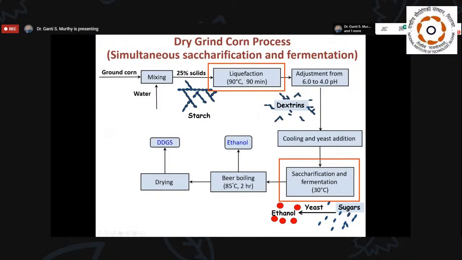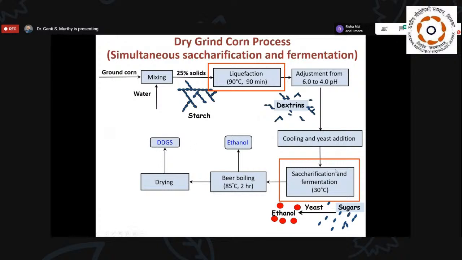get about 25% solids. This is how a starch molecule looks. And then during the liquefaction process, we break it down into dextrins. We adjust the pH, cool the temperature from 90 to 30 degrees Celsius, and then add yeast. And then that yeast will take the sugars and convert them into ethanol. And that ethanol is recovered and then further processed, basically whatever that whole stage is for the process to make DDGS. So this is the entire process.